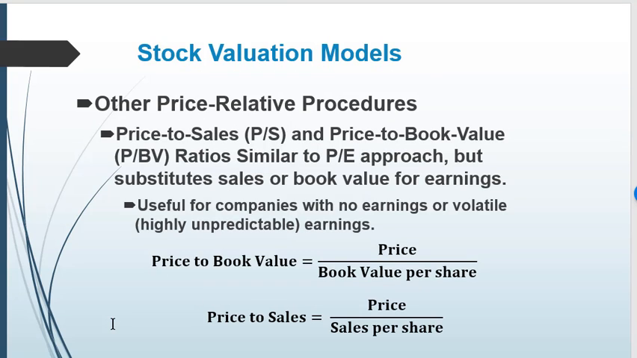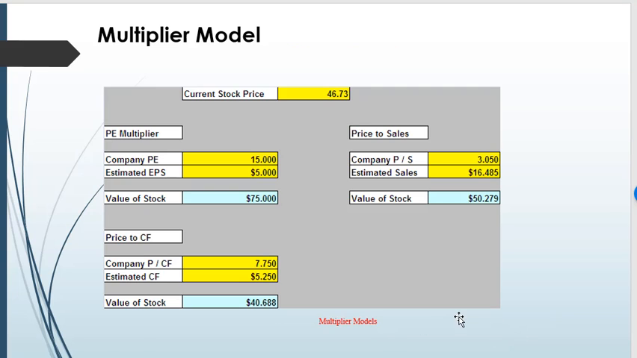The price to book value ratio is a ratio we've looked up frequently. We understand that if we can predict book value, we can compare it to the price to book value ratio. Same thing with price to sales. So there is a worksheet model called Stock Valuation Worksheet Model. In this case, I have three of these models here. Here's the PE multiplier, price to cash flow.